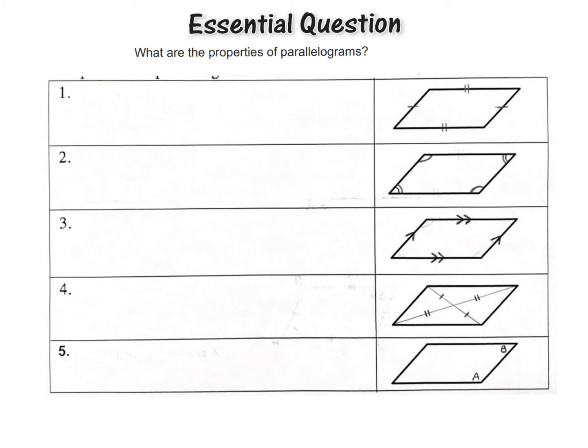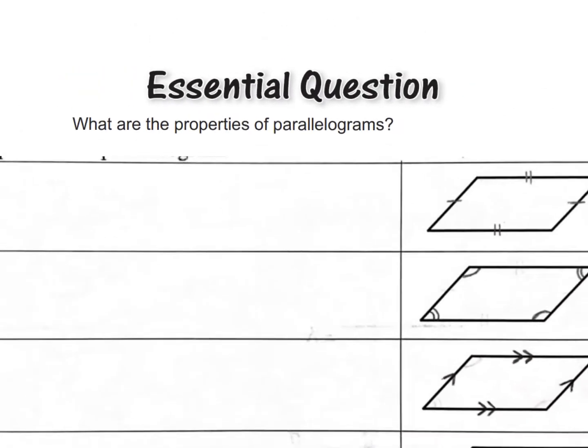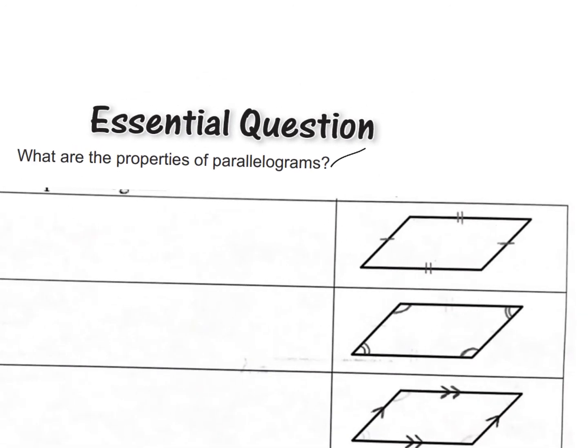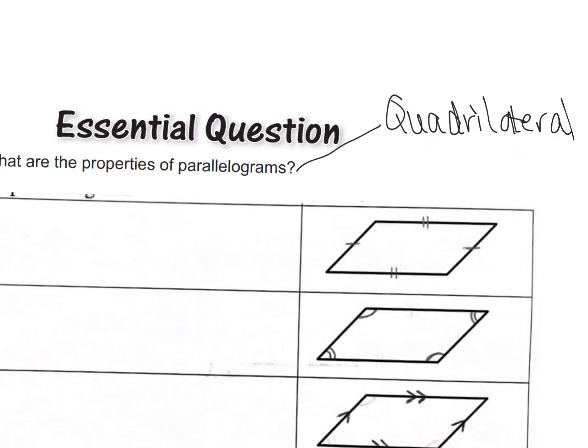All right, here we are in our next section, and we are going to start talking about parallelograms. A parallelogram is a quadrilateral, so it has four sides. I'm going to put that up here. It's a quadrilateral, so it has four sides. The angles sum to 360 degrees, just like we've been doing everything else.